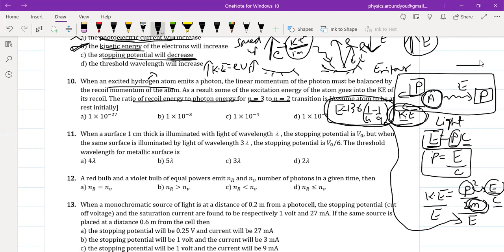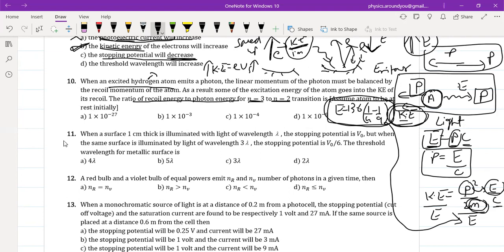Momentum is a vector quantity. Forward and backward momentums cancel each other out, because we know initial momentum is zero since the atom was at rest. Finally, the momentum should add up to zero. Multiple concepts are involved here: energy, momentum. The question can't get more wonderful. That is question number 10, but it has less correspondence to dual nature, more of an atom question.